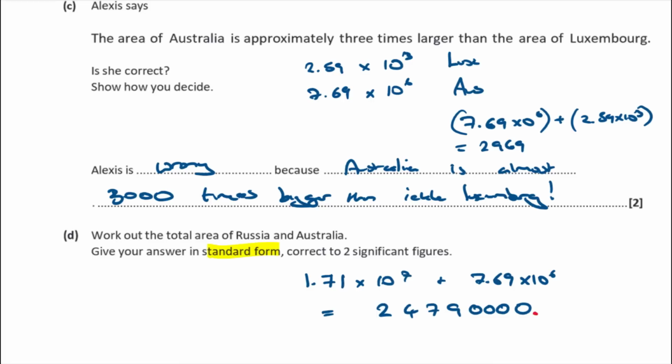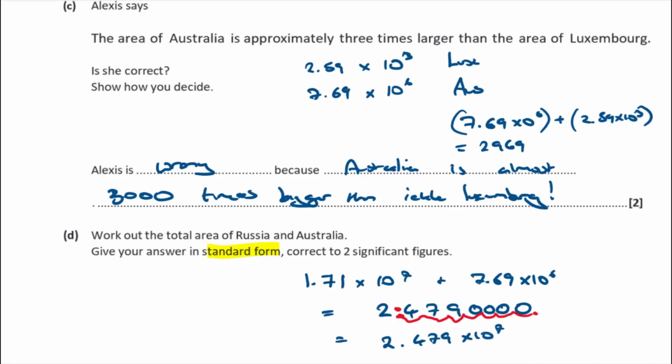So if I was going to move it between the 2 and the 4, it would go 1, 2, 3, 4, 5, 6, 7 jumps, wouldn't it, over to there? So that means it is 2.479 times 10 to the 7. But that's not two significant figures, is it?